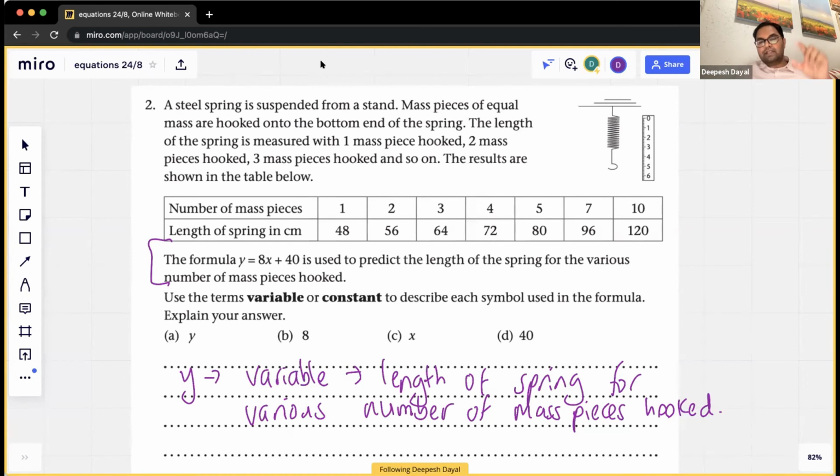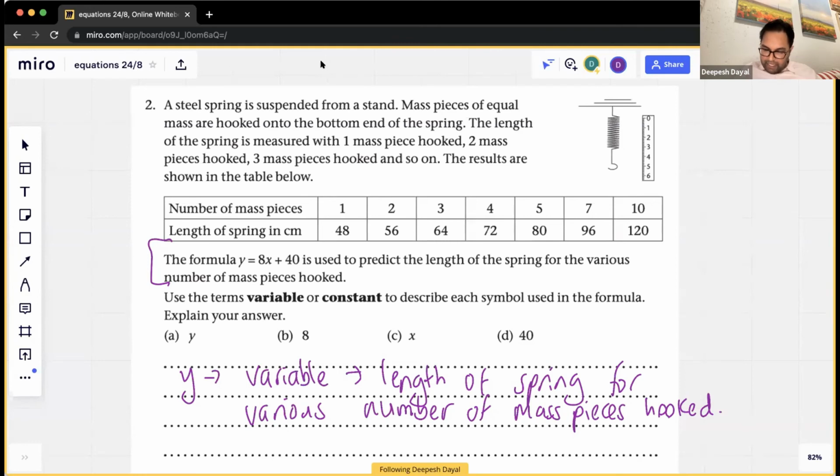If you put 2, it changes it by 16. See, because 8 times 2 will be 16. Does that make sense? Yes, sir. 8 times 1, it will change by 8. The length will change by 8. They tell us it's centimeters. Yes, centimeters. So if you put one mass piece, it will change by 8. If you put 2 mass pieces, it will change by a certain amount, right? So that's how it changes the length of the spring.